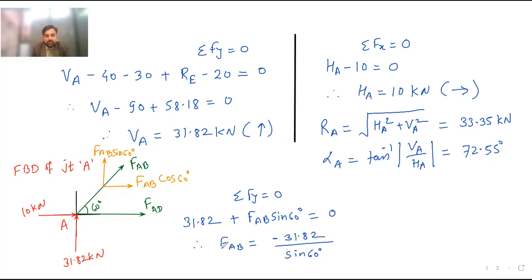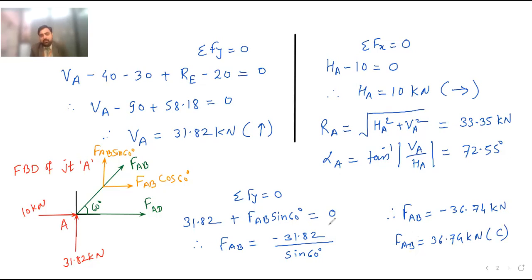Divided by sin of 60. So therefore FAB is equal to, what is the answer? Minus 36.74 kilonewton. This is the answer. So it means that FAB is equal to 36.74 kilonewton, but it is compressive.